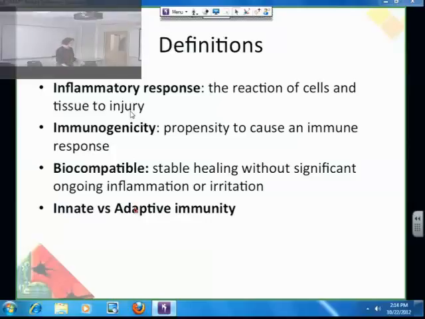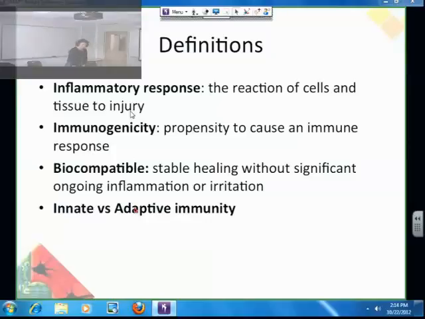Similarly, the term biocompatible is probably the most incorrectly used term that has ever existed in biomaterials. People just throw it out there about every biomaterial to say that's why they decided to work on it. But it has a strict definition, which is stable healing without significant ongoing inflammation or irritation. So all biomaterials will elicit an inflammatory response, but what you're looking for is the stabilization of this over time and integration with the body without a persistent problem.